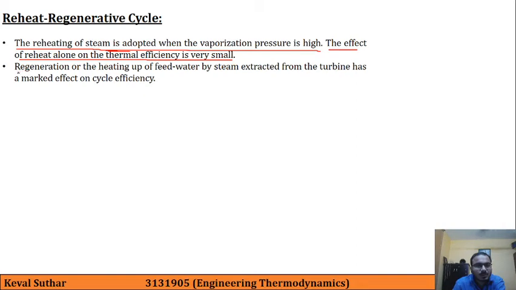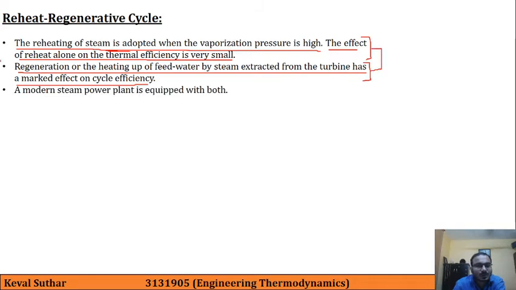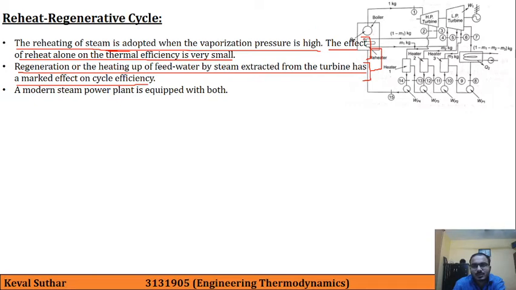So here regeneration, or heating up the feed water by extracting the steam from turbine, has marked effect on the cycle efficiency. This we have done in today's lecture, that is our previous topic, and this has been done in our previous lecture. So what we are going to do, we are going to combine both of these. A modern steam power plant is equipped with both. So this is the figure that we are having.